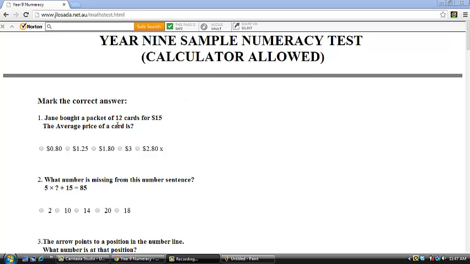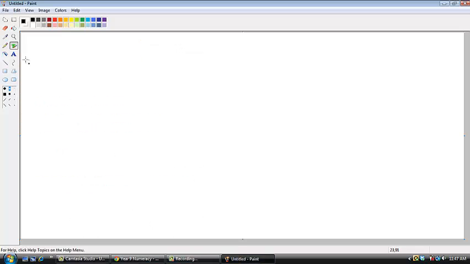We have that Jane bought a packet of 12 cards for $15 and we want to find the average price of each card. What we have to do here is simple. All we have to do is take the $15 that we pay for the 12 cards and divide that by the number of cards, and we get that for each card we pay an average price of $1.25.